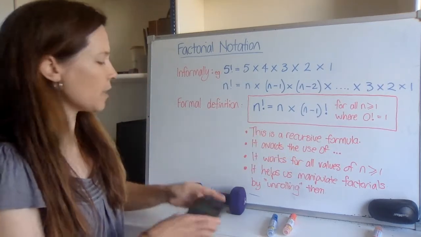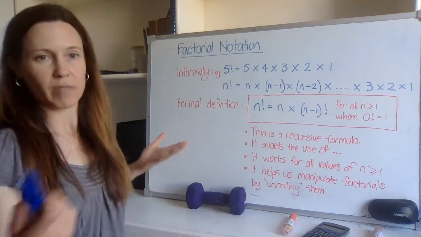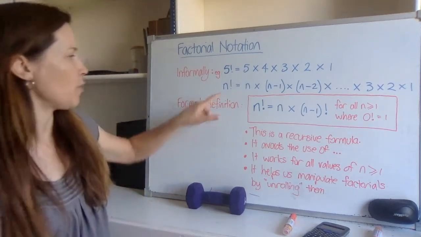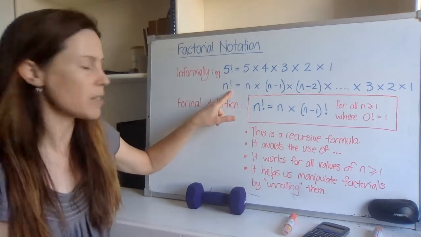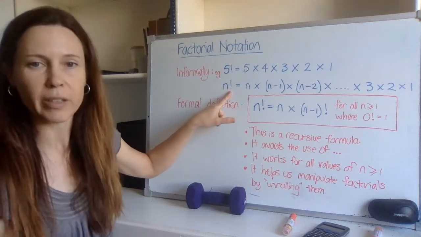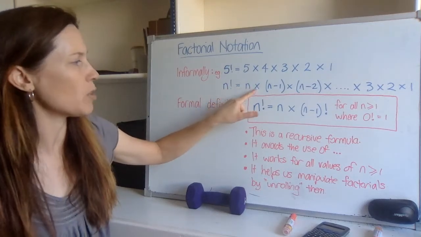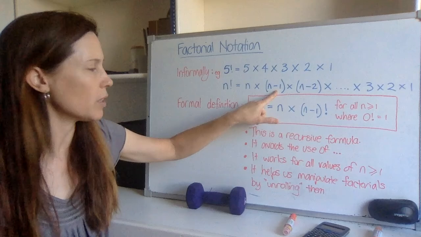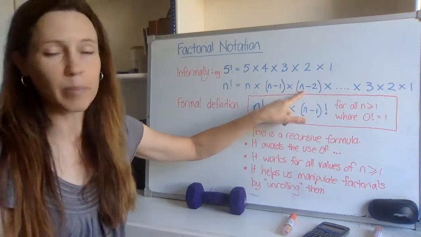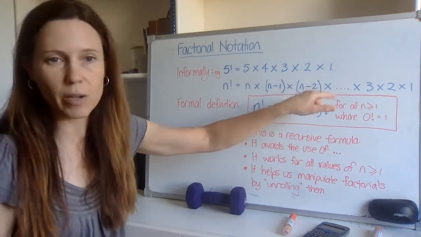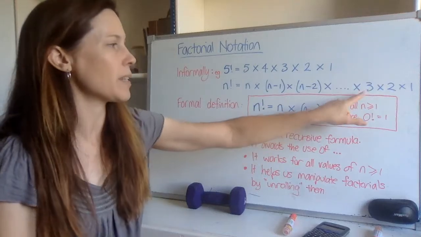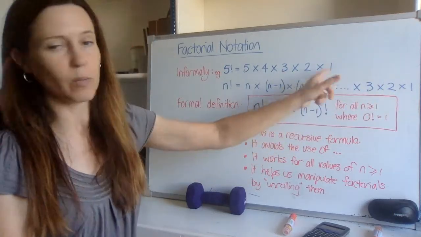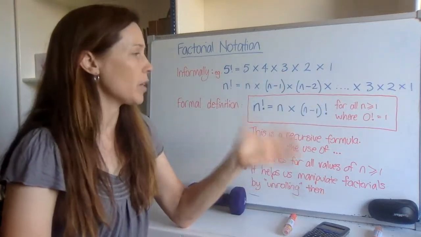Now, informally, if we came up with a kind of recipe or formula for what this exclamation mark really means, we could say that n factorial means start with n and then multiply it by a number that's one smaller, n minus 1. Multiply that by n minus 2, and so on, until you're down all the way to these numbers 3, 2, 1, because that's where we finish. We don't go into negative numbers.